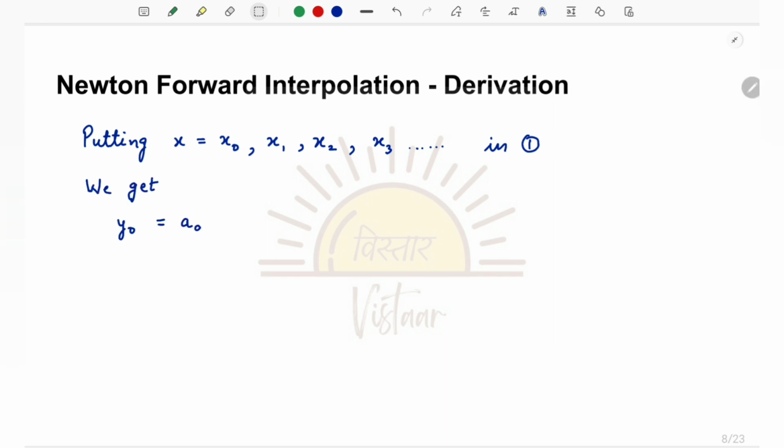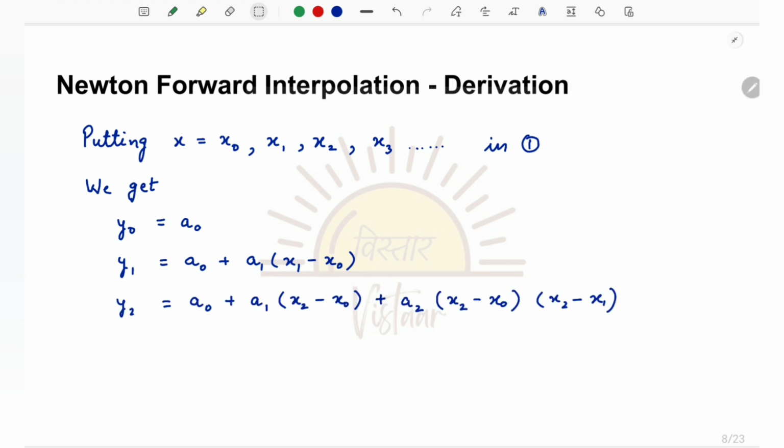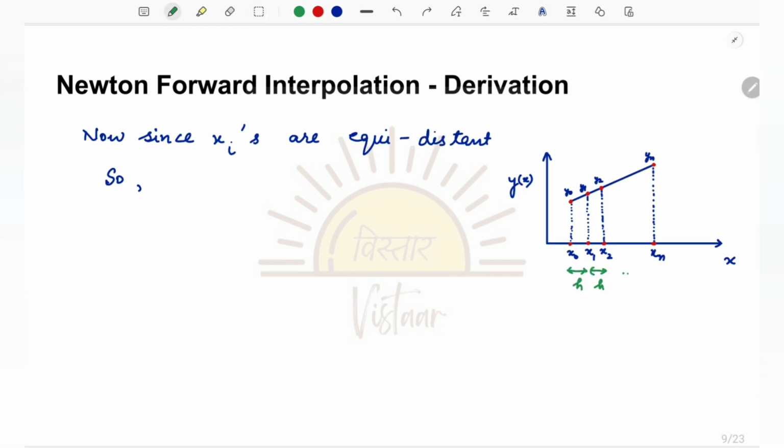We will get y0 as a0, y1 as a0 plus a1 (x1 minus x0), y2 as a0 plus a1 (x2 minus x0) plus a2 (x2 minus x0)(x2 minus x1) and so on. Now since we have taken x as equidistant data points, the distance between two consecutive points will be h. Therefore, we can write x1 as x0 plus h.